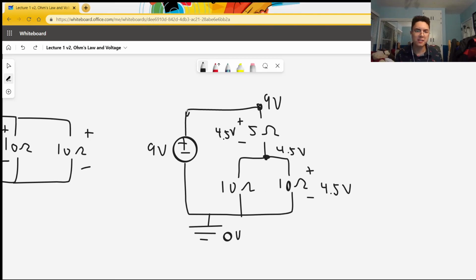That makes sense because this point is 9 volts higher than this point, so this point must also be 9 volts. This concludes our lecture on Ohm's law and voltage.